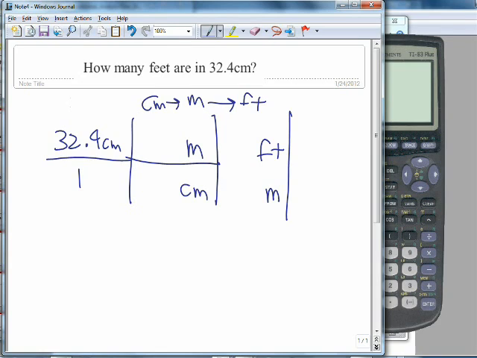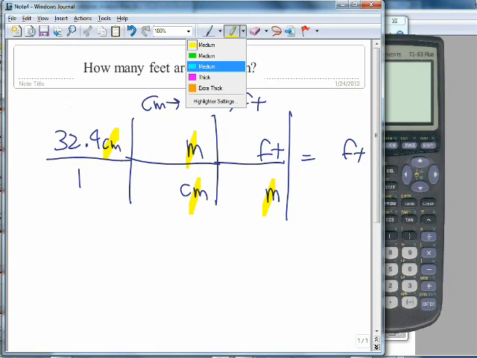And that's what we're going to come out with, feet. So I can put anything here on our conversion railroad tracks as long as it makes sense, as long as it's valid, and as long as the units cancel. So we can see up here the units should cancel. And then we will get feet. So let's find those conversion factors.